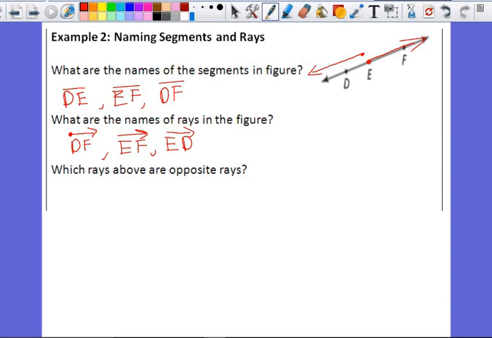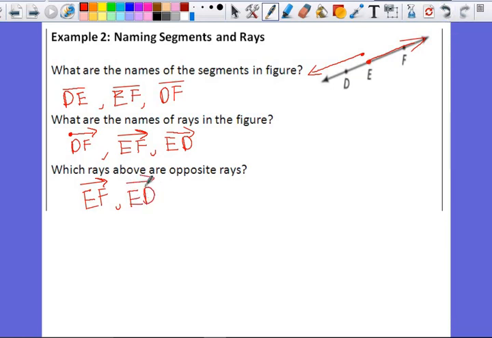All right? Now, which rays above are opposite rays? Well, if you notice, I left it drawn up there for a reason. If you see EF and ED going in opposite directions, they share that middle point. That's the key with opposite rays. They have to share that middle point, and they're going in opposite directions, right? So the 2 that are up above would be EF and ED. Those would be your 2 opposite rays because they're going in opposite directions.